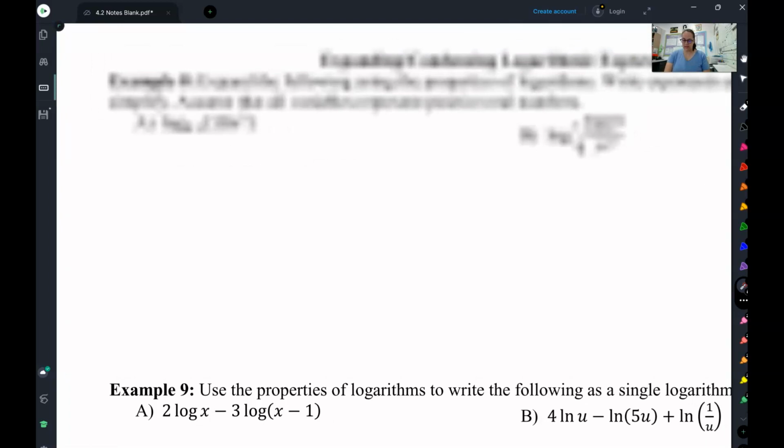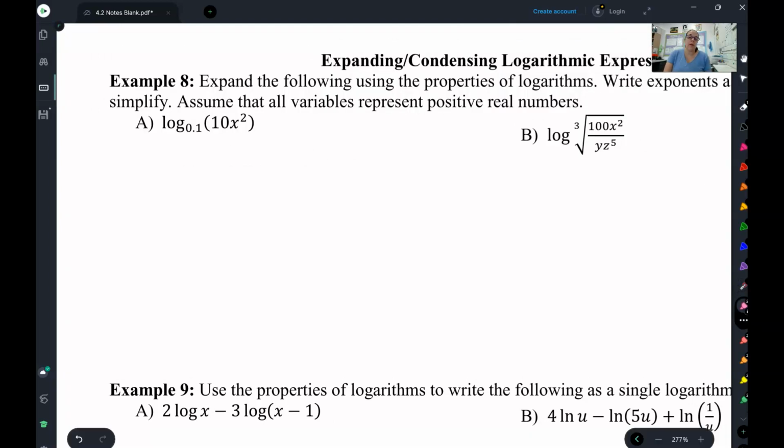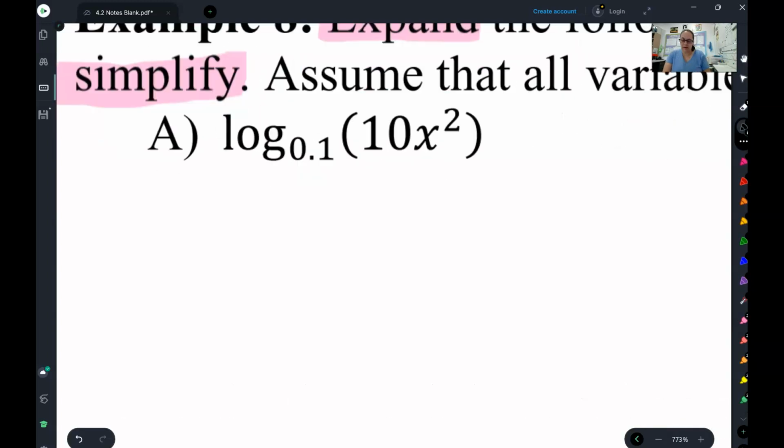Let's look at example 8 and example 9. Now, something I'd like you to notice about these two examples first is the wording. Example 8 says we want to expand and simplify. So in example 8, I'm not solving for anything. I shouldn't get an x equals answer. All I'm doing is expanding these logarithms. So let's look at what we can expand.